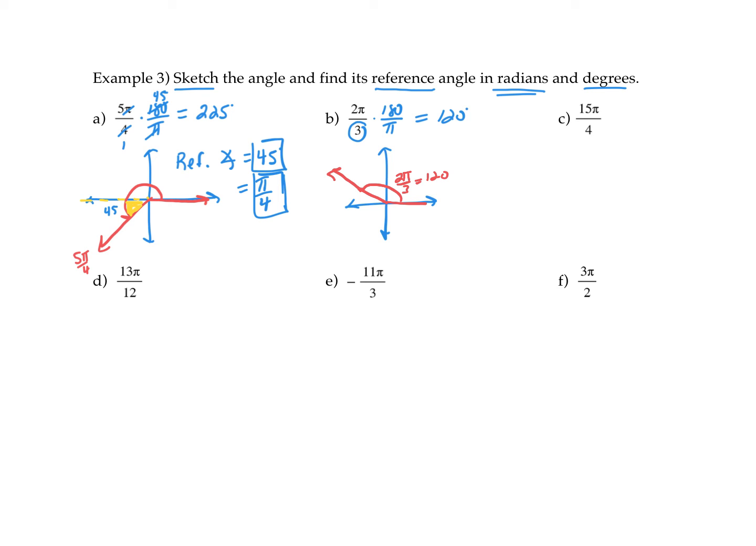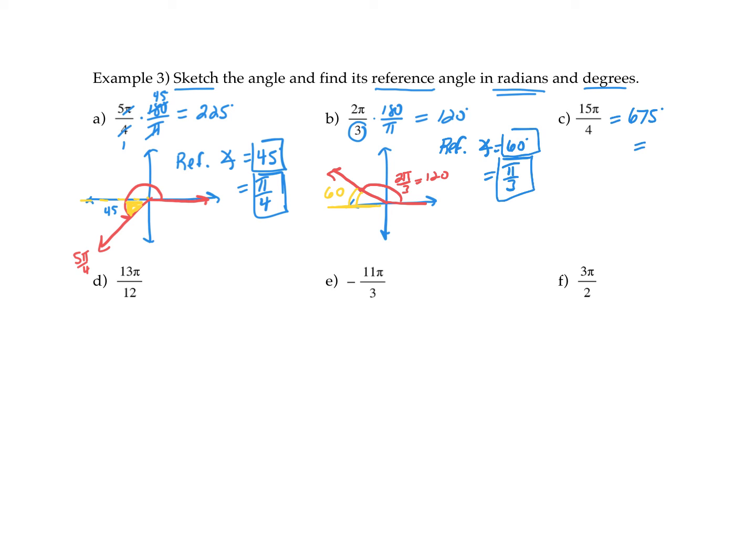Our reference angle in this particular case would be 60, because we have 60 more degrees to go through to get to 180. So we'll say reference angle equals 60 degrees, and remember to convert it to radians, and it would be pi over 3. But again, I kind of knew that reference angle from the beginning because I noticed that my denominator was a 3.